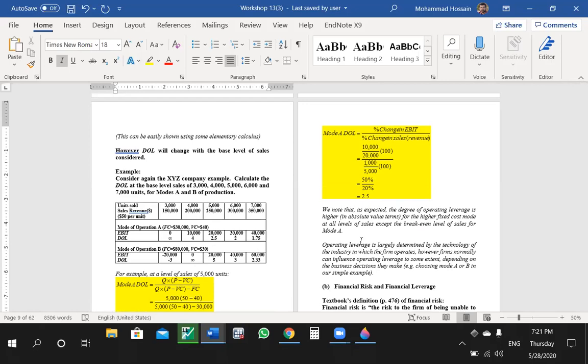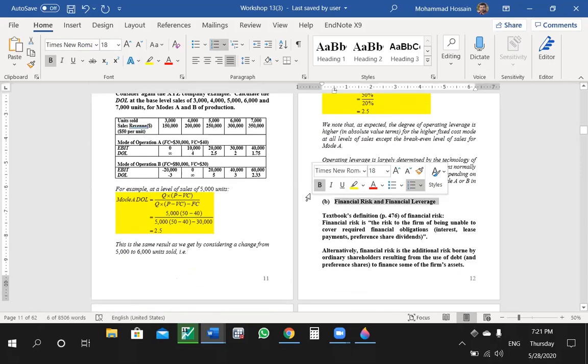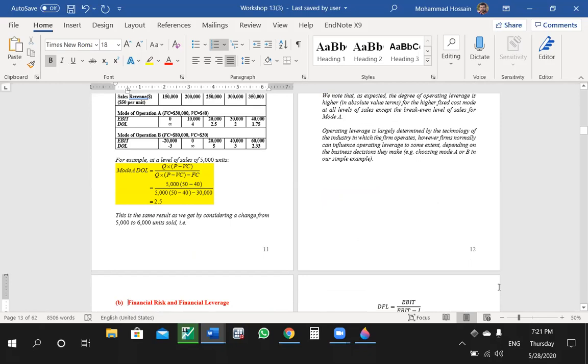All right, for the next one, financial risk and financial leverage. This time we'll be talking about financial risk. Financial risk means that your business is at risk that it will be unable to pay off its fixed financial expenses, financial commitments, and financial liabilities.